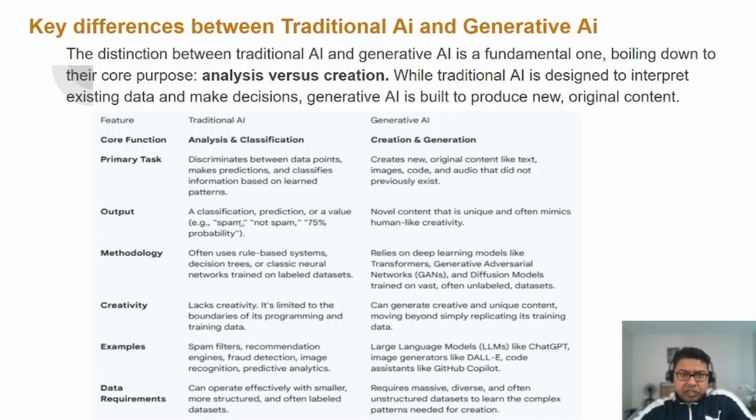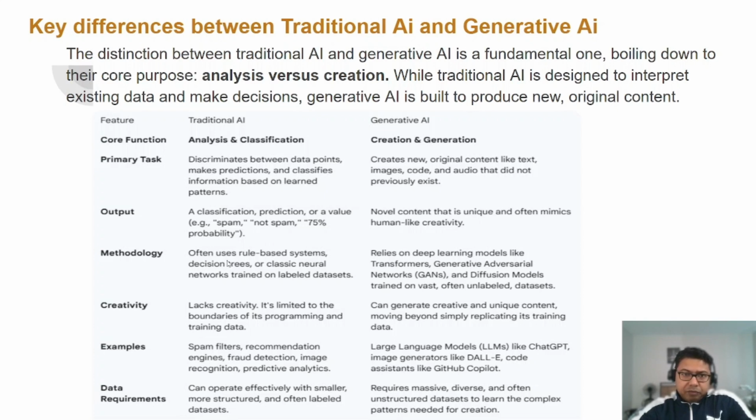Output for traditional AI is a classification, prediction, or a value. It could say, okay, it's spam, it's not spam. We could give some inputs to traditional AI, and it can tell us okay, it's spam, or it's not spam. It can say this is 75% accurate, like that. And generative AI gives novel content that is unique and often mimics human-like creativity. So generative AI is nothing but generating new text, image, audio, whatever it is, a new content rather.